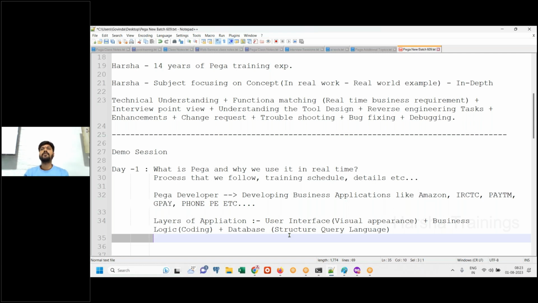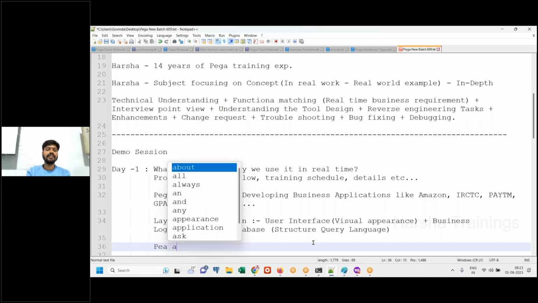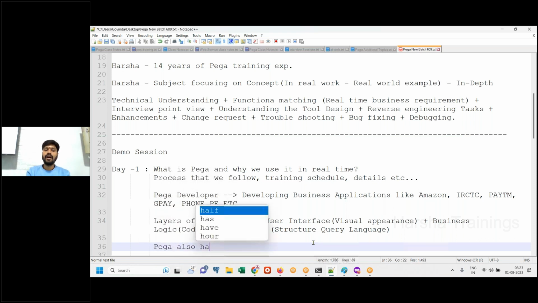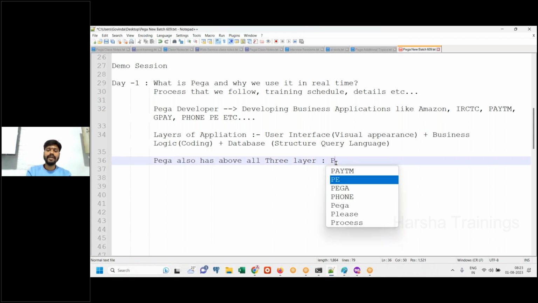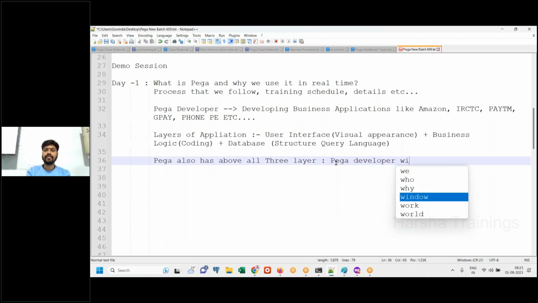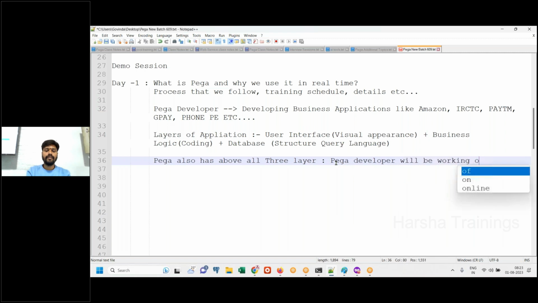Then what about Pega? Pega also has all the above three layers. Yes or no? Everyone is following, right? Pega also. So if you are learning Pega, you will be working on UI. So a Pega developer will be working on UI, business logic plus database.